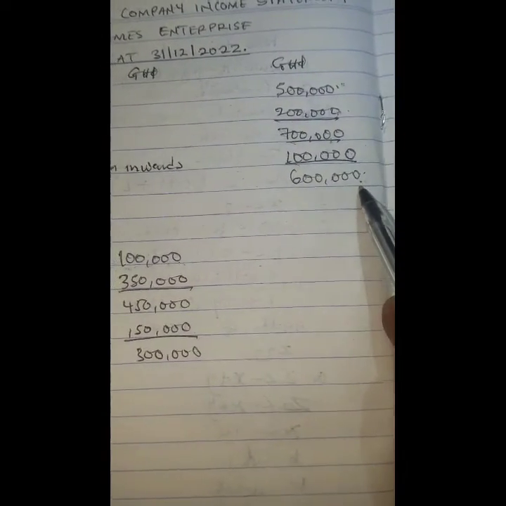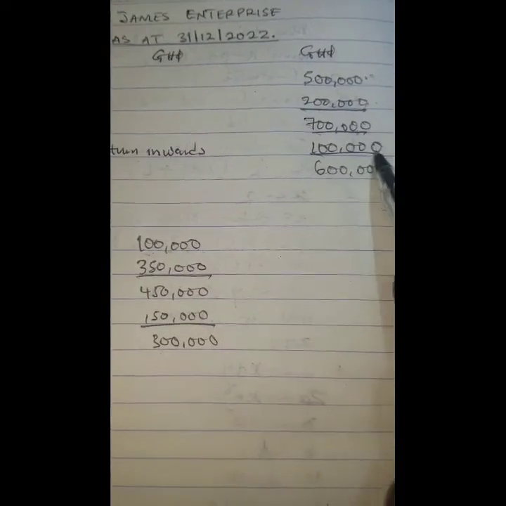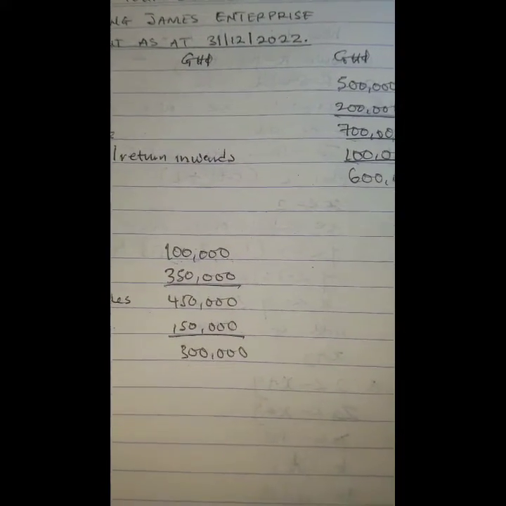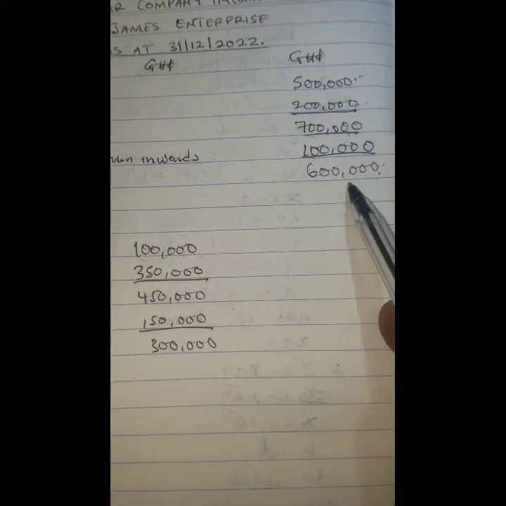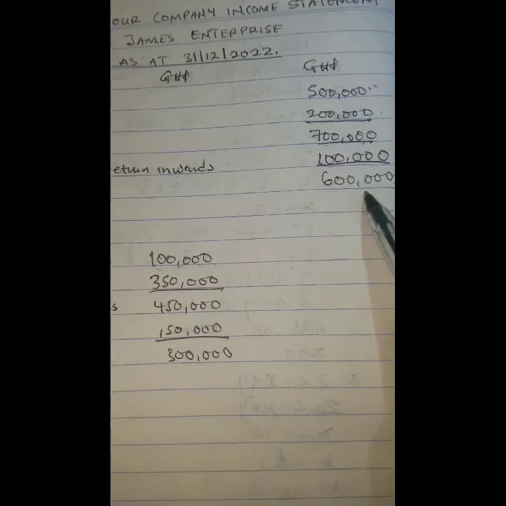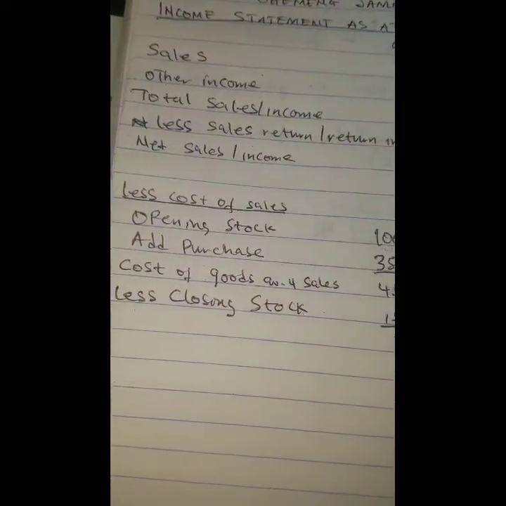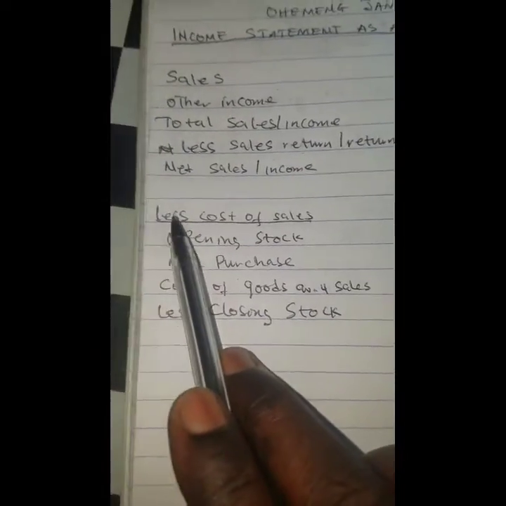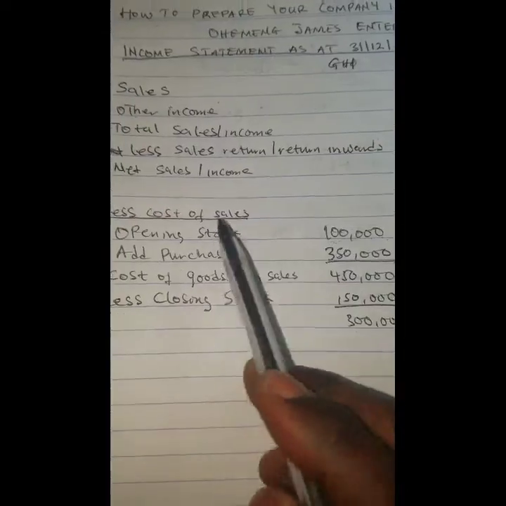600,000 Ghana cedis will be remaining after deducting your return inwards from your total sales. The remaining balance is 600,000 Ghana cedis, representing the total or the net income or the net sales. Here you move on to less your cost of sales.